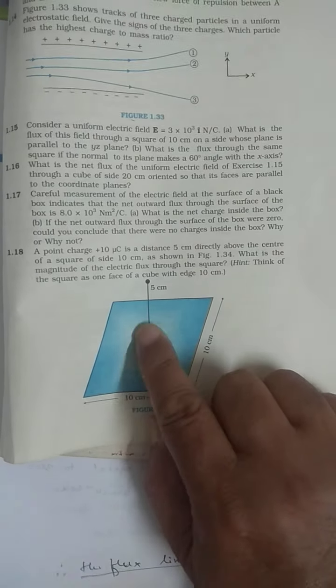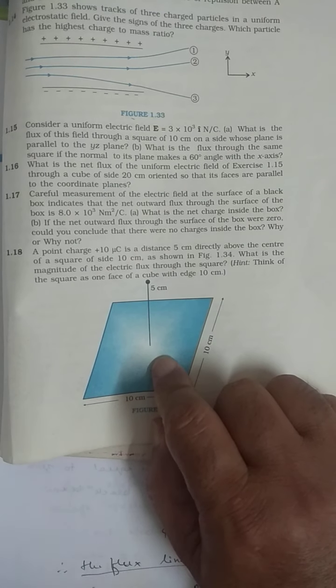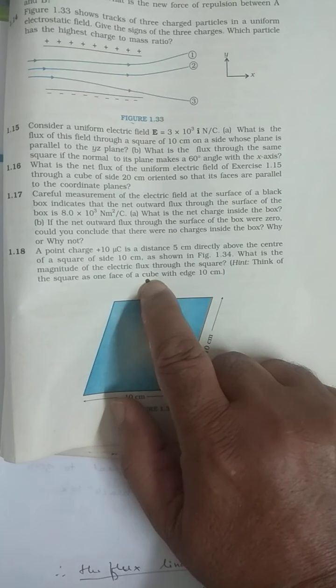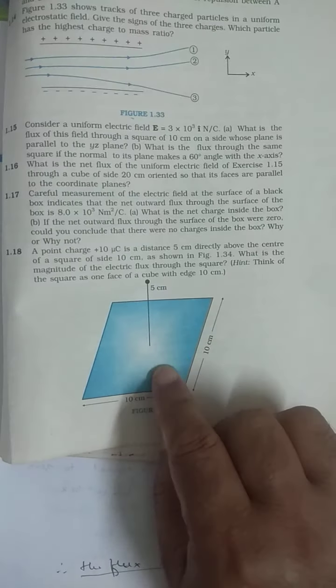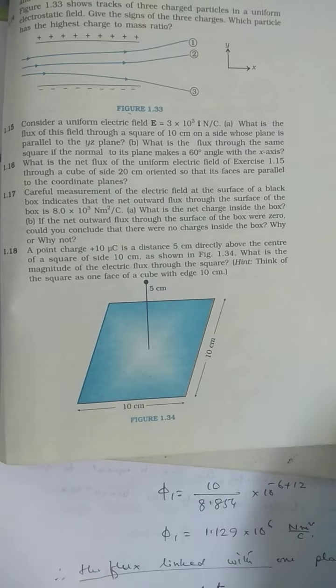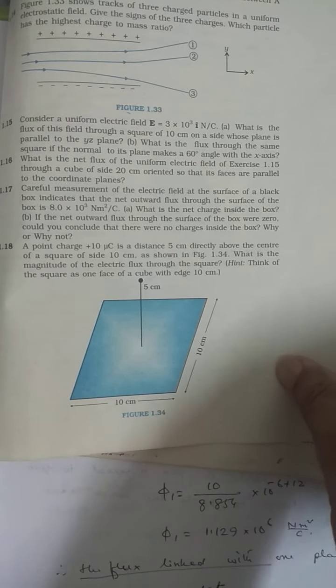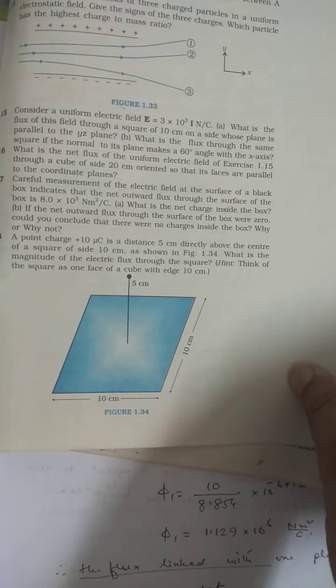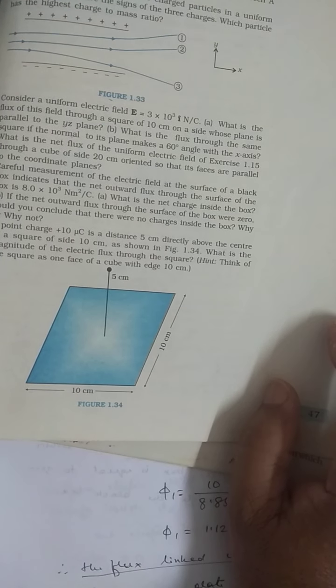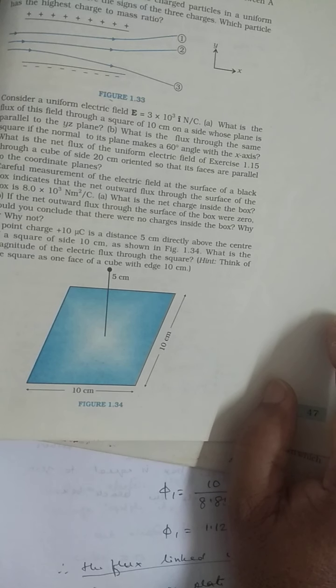That means the electric field associated with this square plate due to this charge is not uniform. Therefore, in order to calculate electric flux, we cannot use the equation flux is equal to E dot A, the dot product of electric field intensity with the area vector. So we have to go for the second option. What is the second option? The second option is the application of Gauss's law.